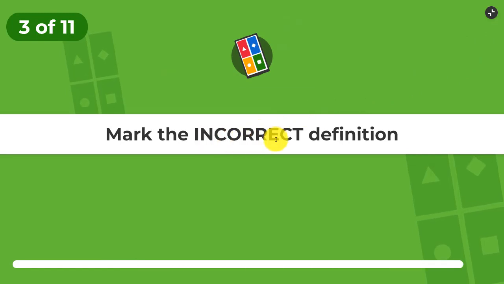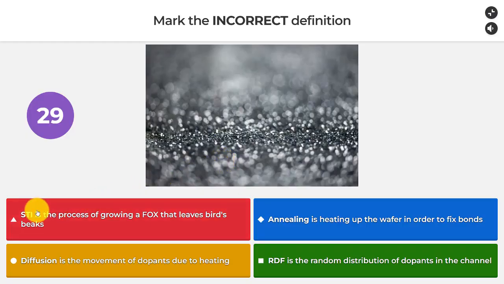Mark the incorrect definition. STI is the process of growing a field oxide that leaves bird beaks. Annealing is heating up the wafer in order to fix bonds. Diffusion is the movement of dopants due to heating. RDF is the random distribution of dopants in the channel. So which of these is incorrect?